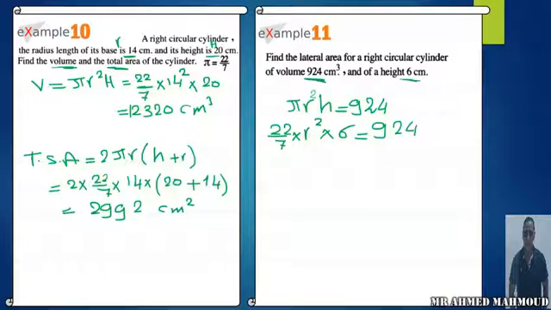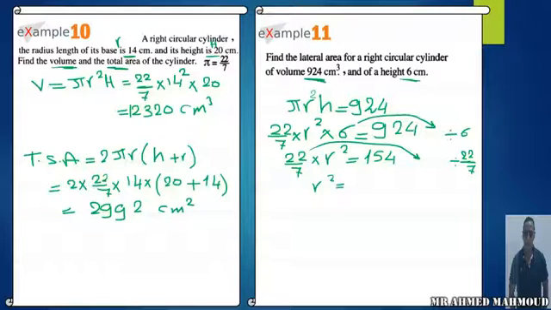I'm going to send 6 to the other side divided by 6, then 22/7 times r power of 2 equals 154. Then I'm going to send 22/7 to the other side to be divided by 22/7, then r power of 2 equals 49.